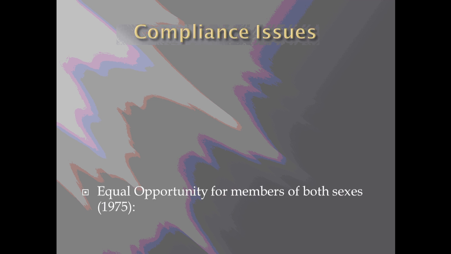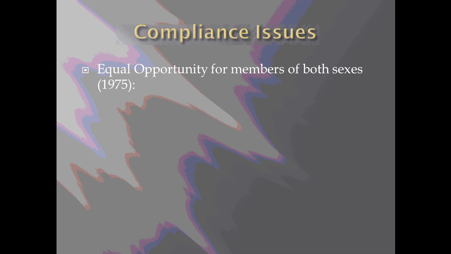Now, the main reason why Title IX has gotten so much attention in the media is some of the compliance issues in the early 80s and 90s. It was because how do you define equal opportunity for members? If you read through the wording of Title IX, it's just a few words, 17 or 18 words. It doesn't explain much. So in 1975, there were some further regulations and clarifications.